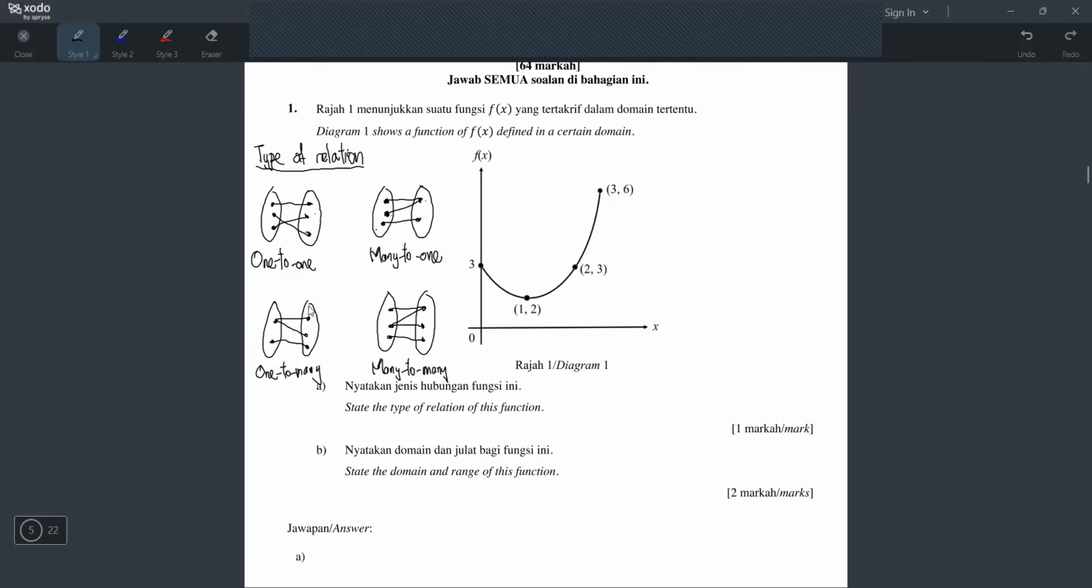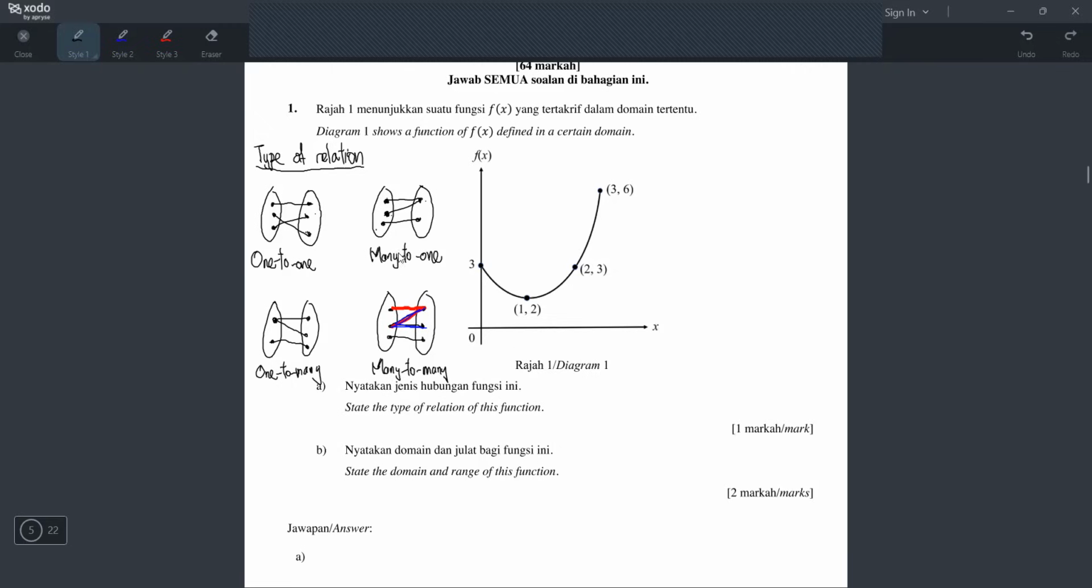But look at the third one. One object has two images, so we call it one-to-many. Then what about many-to-many? It means you have one-to-many and many-to-one happening at the same time. If you look at this red line, this is many-to-one. But you also see this blue line, which is one-to-many. So in this arrow diagram, there is many-to-one and one-to-many happening at the same time, and we call it many-to-many.